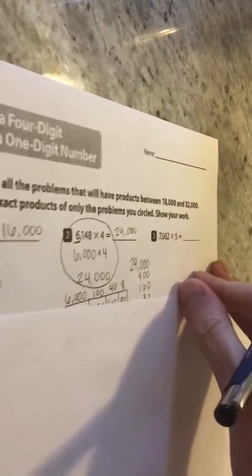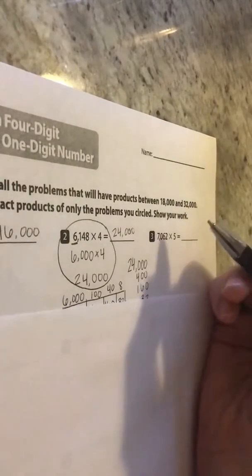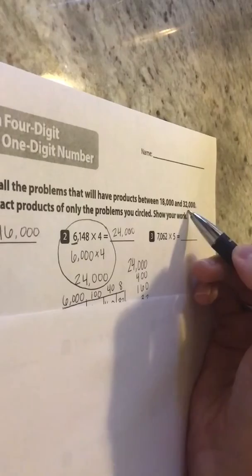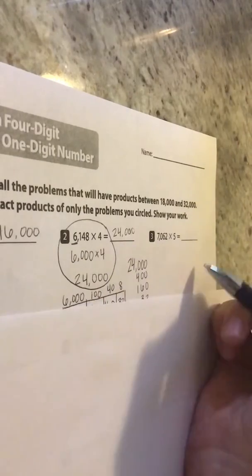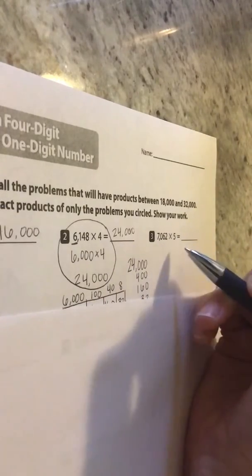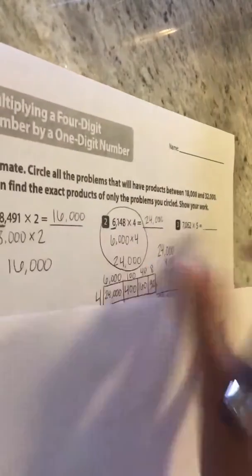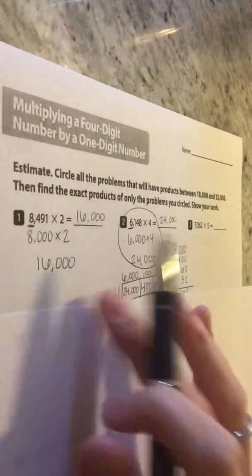All right, and then I would just move on to number 3. If it's between these two numbers when you round, then circle it and solve it all the way like you normally would. If it's not between those two numbers, you can just leave it with the answer that you rounded.